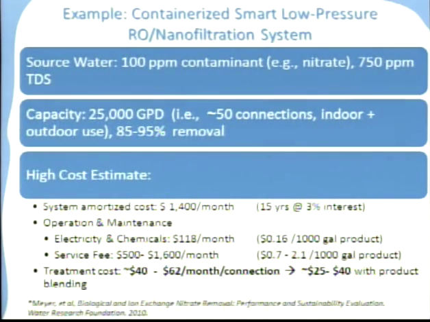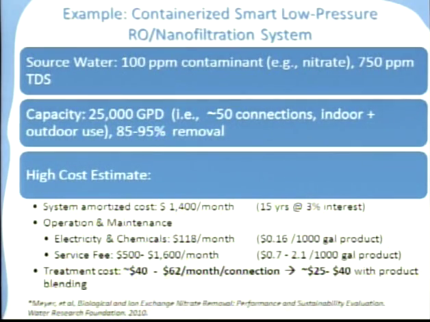So what you see in terms of a treatment cost at the end, you're talking about $40 to $60 per month per connection, or in this case, it's a household. Now, that is if you produce water that is essentially not just drinking water, but if you use RO, it'll be very, very high quality water. And it'll be way below the MCL. So the question is, do you really need to do that?